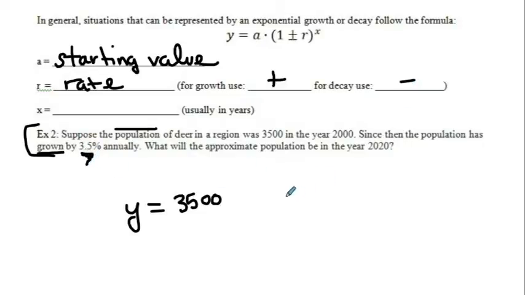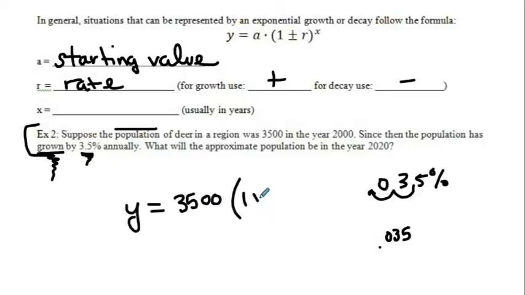All right, so the rate is 3.5%. Whenever we see a percent, we're going to have to convert it to a decimal. Hopefully you remember that we convert percents to decimals by simply dividing by 100 or moving the decimal point 2 places to the left. So this is going to be 0.035. So that's my R value. Since this is a growth function, that means we're going to add it to 1. So 3,500 times 1 plus 0.035 to the power of x. All right, we have our function.